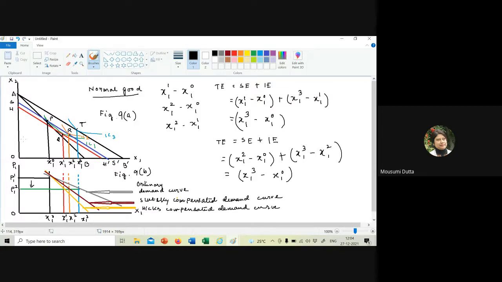With higher budget in hand, in case of a normal good, consumption will be greater than as it is possible with the Hicksian case.